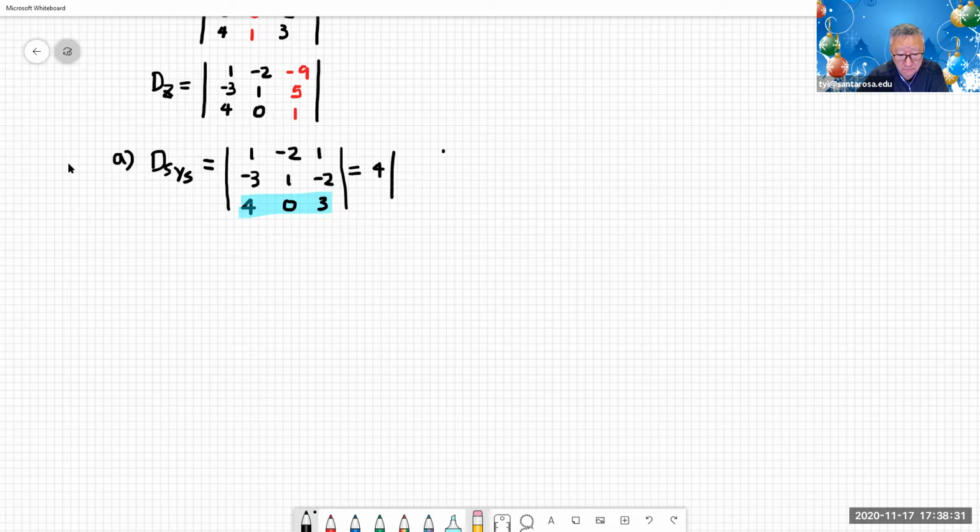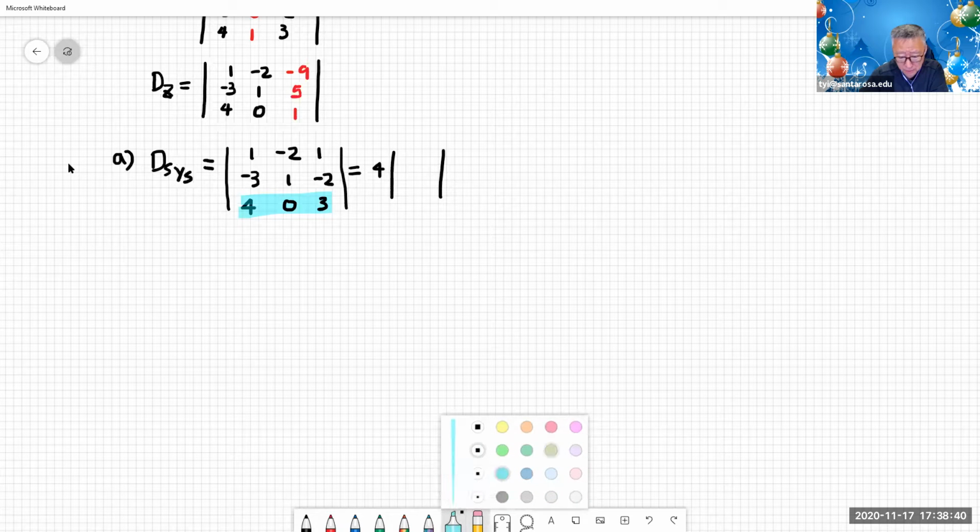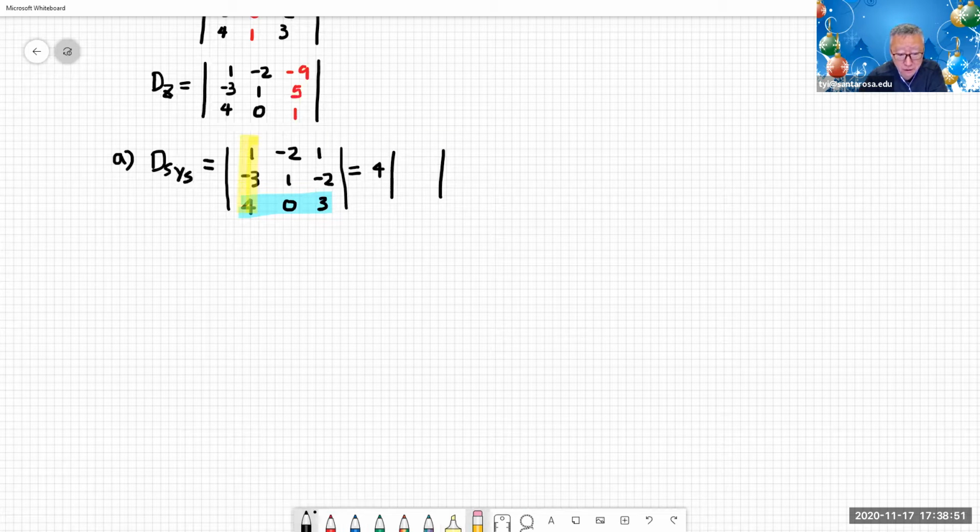Okay, that's positive. Because we are looking at the third row here, we're going to go through the columns this time. So third row, first column. The remaining here is going to be minus 2, 1, and 1 and negative 2. Okay. Now, minus 0 times.